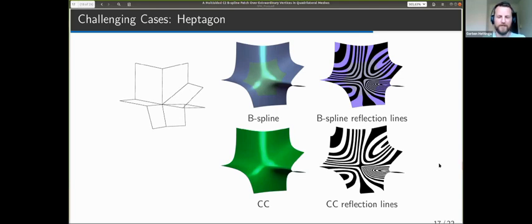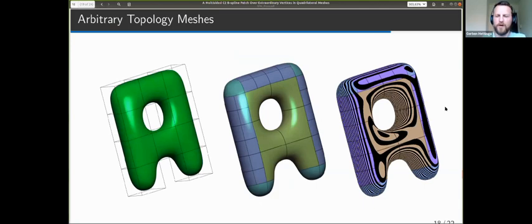Another case, a heptagon. You can see everything is nicely smooth, with the regular regions outside the patch, and also inside. Then we also have some arbitrary topology meshes. This is interesting because here we have multi-sided patches, actually pentagonal patches, which are adjacent to each other, but we still get a nice G2 curvature continuity.